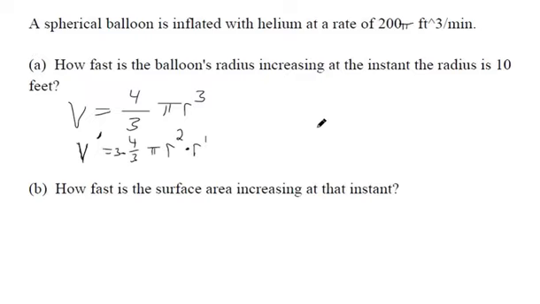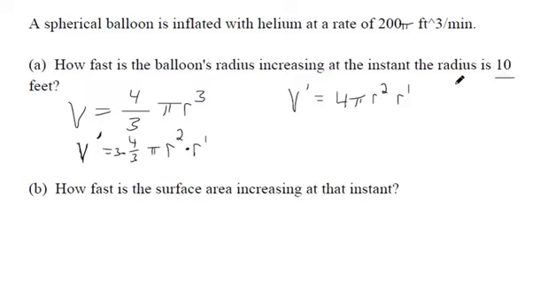So using implicit differentiation, the derivative of the volume with respect to time is 4 pi r squared r prime. Part A is asking how fast the radius is increasing. Symbolized, that's r prime. In calculus notation, the rate of change of something is its prime. So we want to solve for r prime, and we can do that now that we have a formula for it.